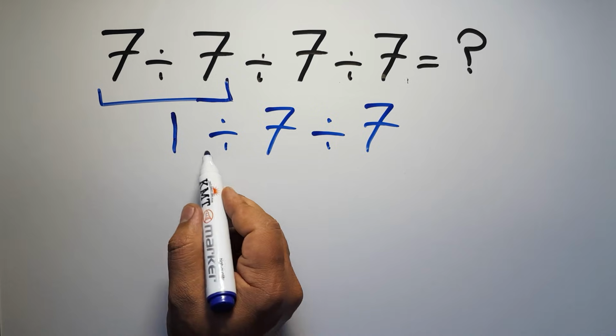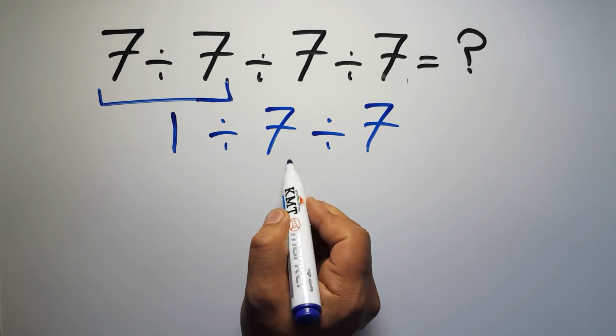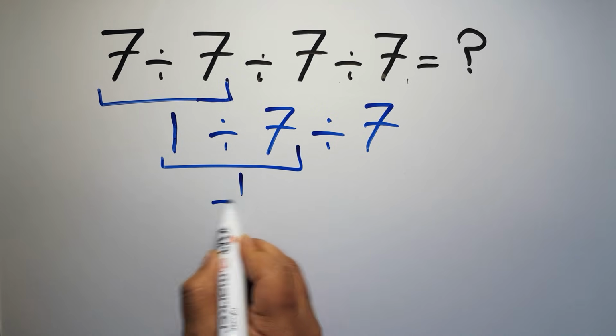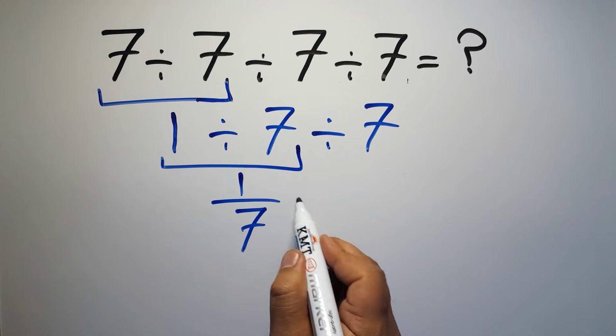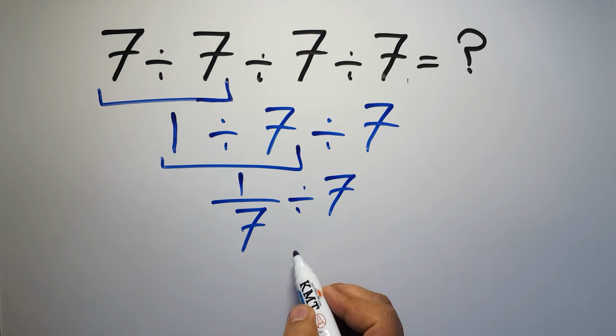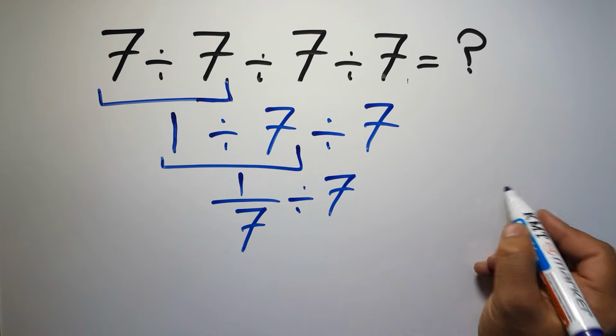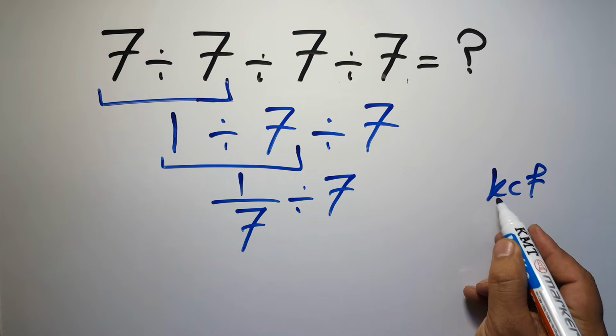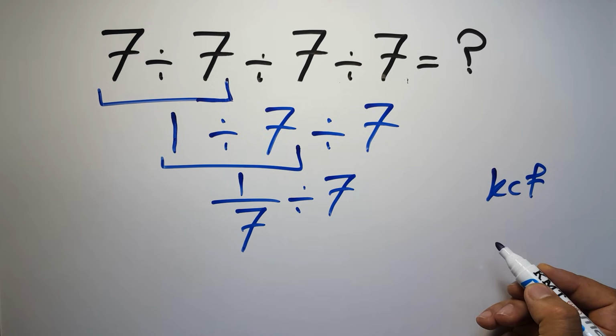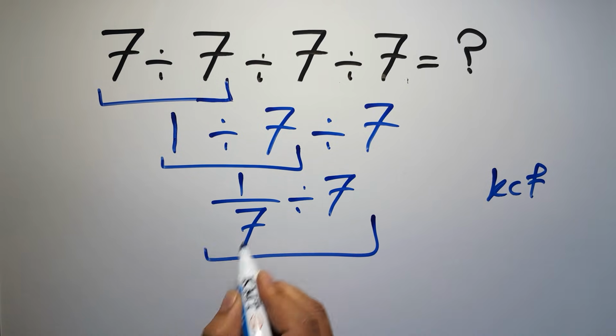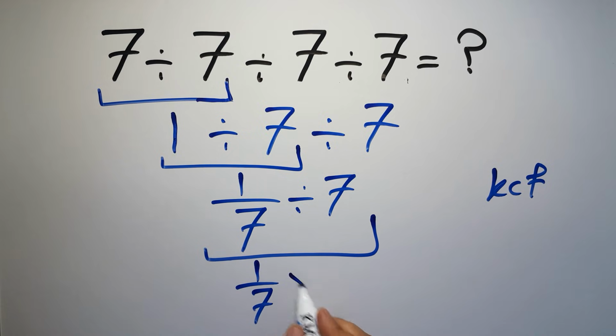So here first we have to do this division. 1 divided by 7 can be written as 1 over 7. Then divided by 7. Okay, according to the KCF rule, K stands for keep, C stands for change, and F stands for flip. We can write keep the first fraction, change division to multiplication, and flip the second fraction.